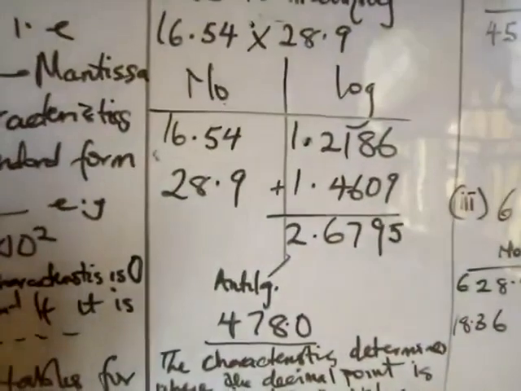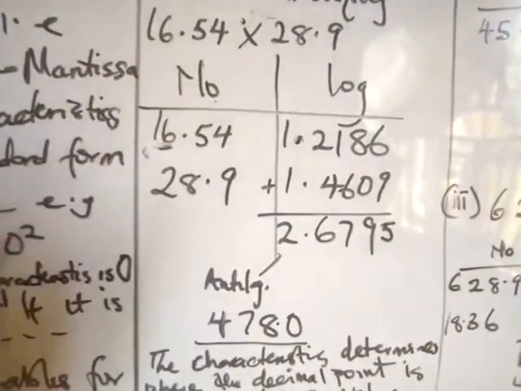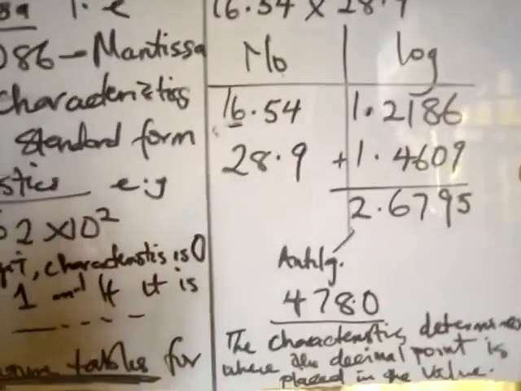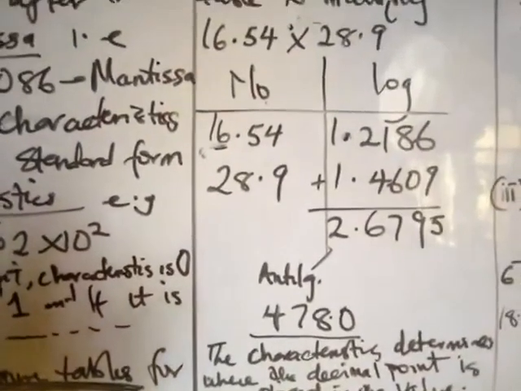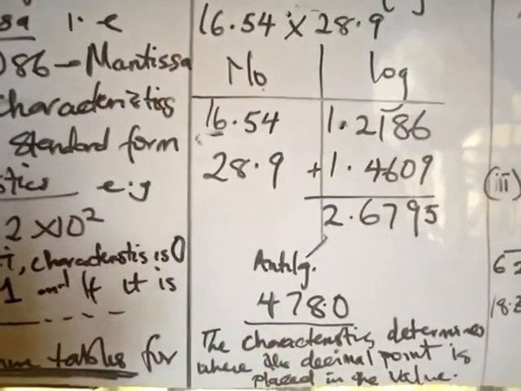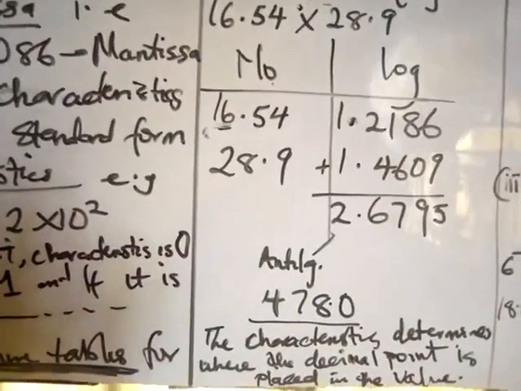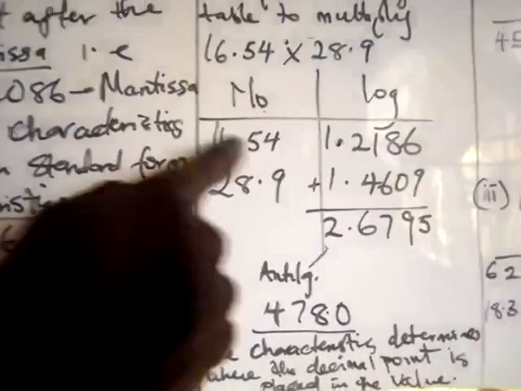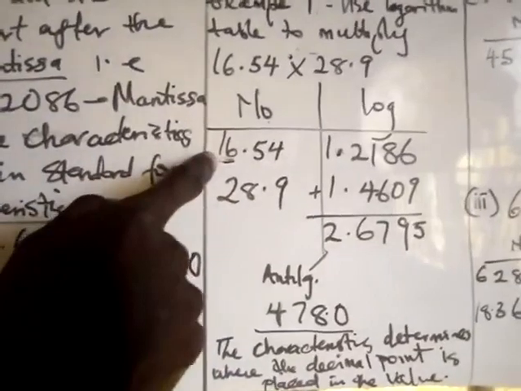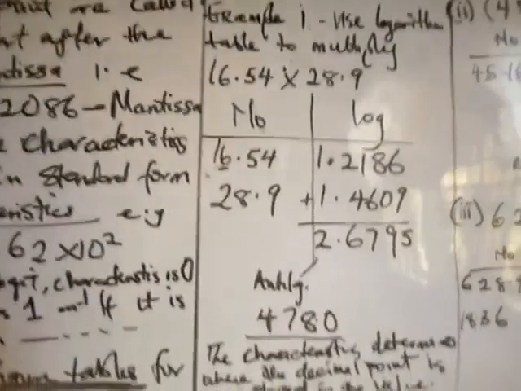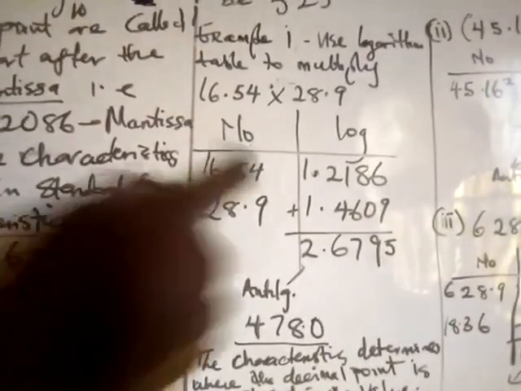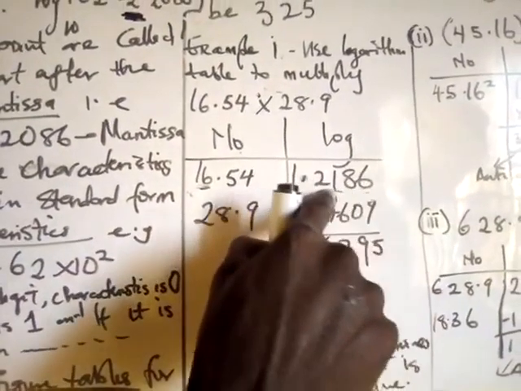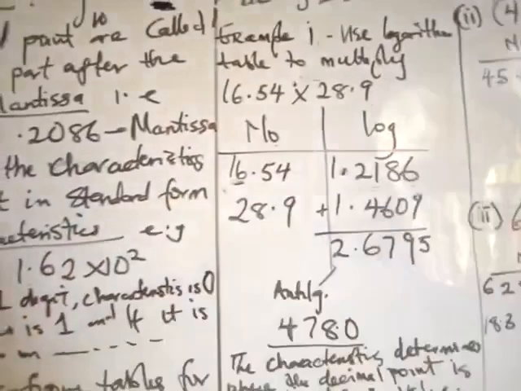So what do you do next? You look for 16, you now look for 16 under 5, difference 4. So 16 under 5, like I told you earlier, from 3 to 5. So 16 under 5, difference 4 will give you 21.86. So you write it down after the decimal point.